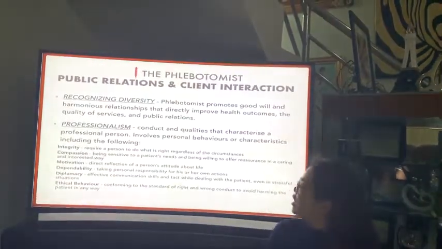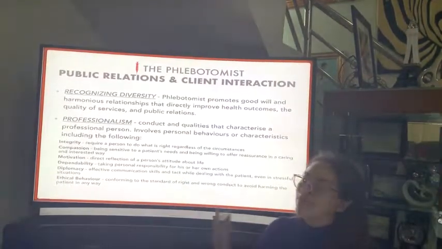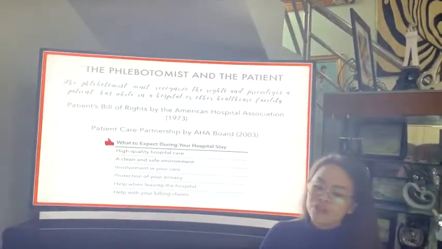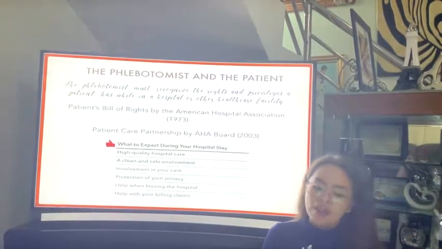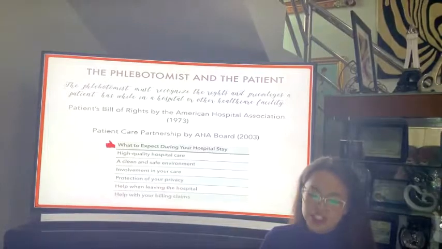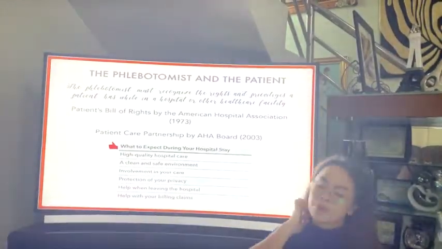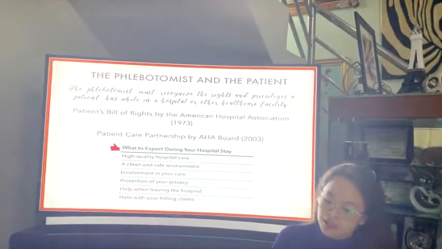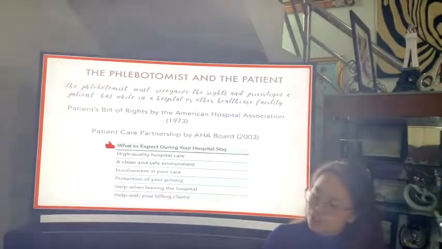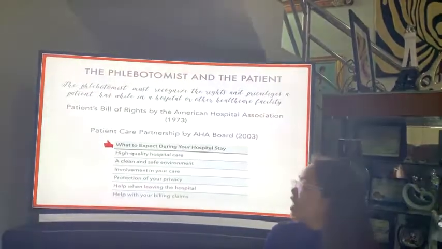We need to have all these behaviors or characters, not just in being a medical technologist, but in being a professional, of course. So, the phlebotomist and the patient. The phlebotomist must recognize the rights and privileges a patient has while in a hospital or other healthcare facility. So we have the Patient's Bill of Rights from the American Hospital Association in 1973. Then the Patient Care Partnership by the AHA board in 2003: what to expect during a hospital stay.